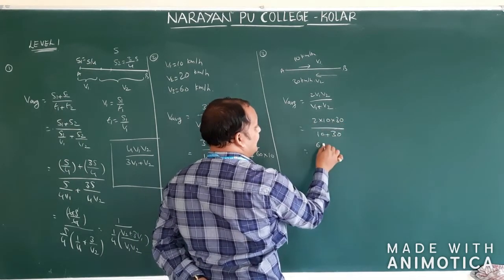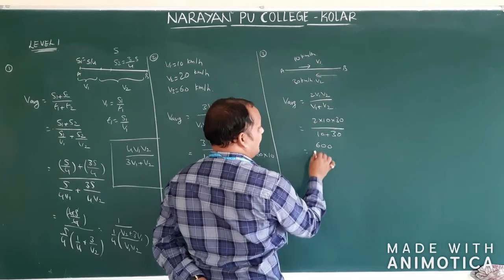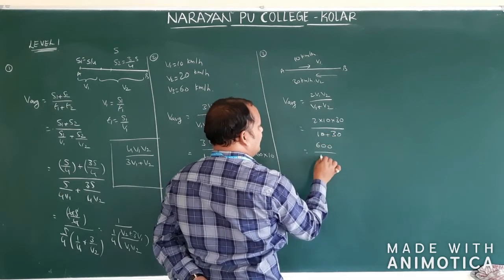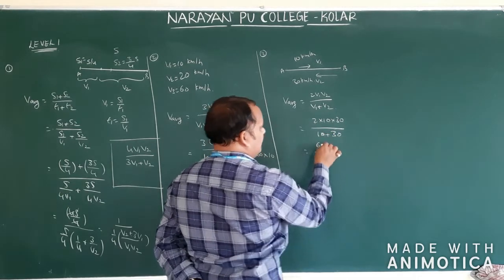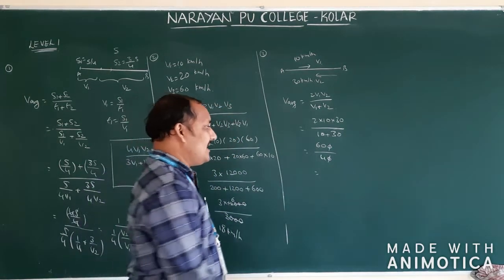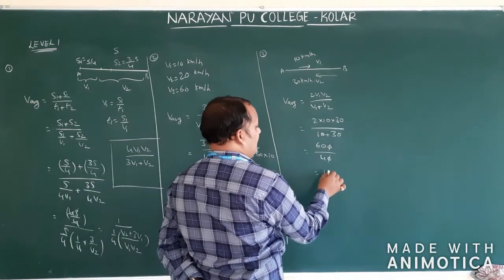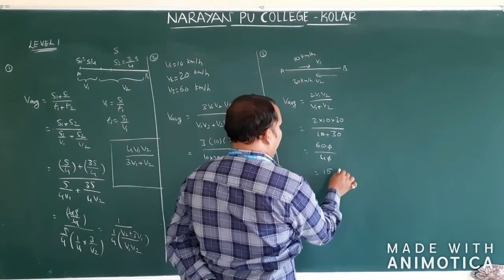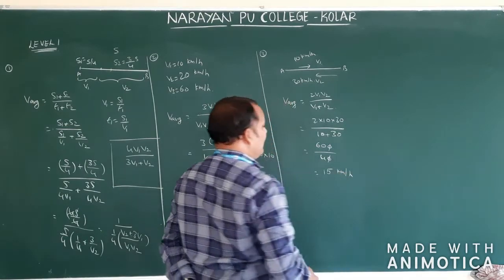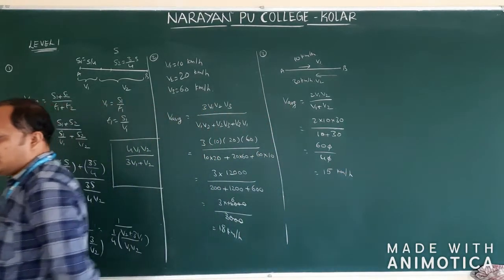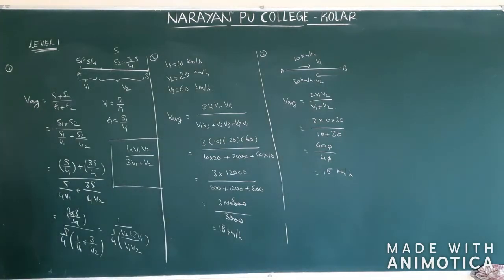So 3 into 2 is 6, 2 0, 600 by 10 plus 30, 40. 4 will be cancelled how many times? 4 into 1 is 4, 4 into 15, so 15 kilometer per hour. Isn't it? So therefore first option. Next is the fourth question.